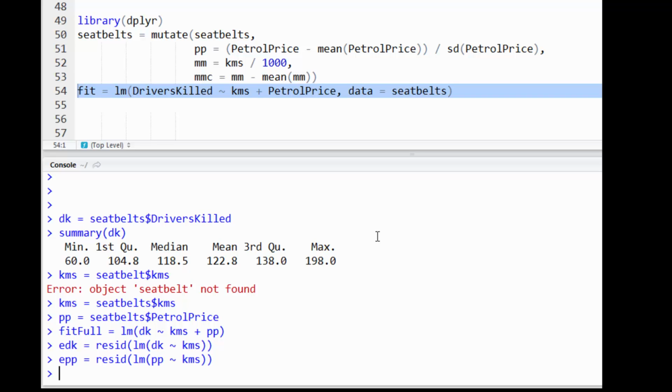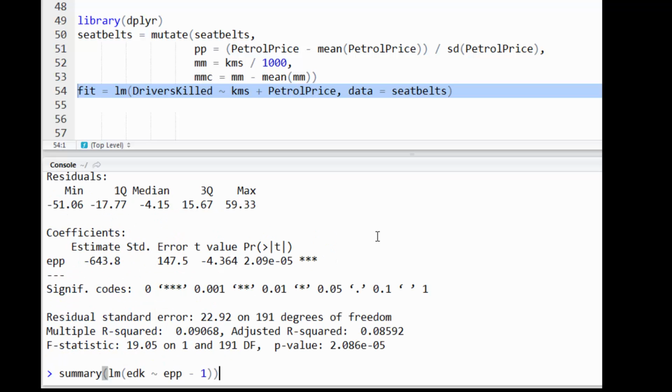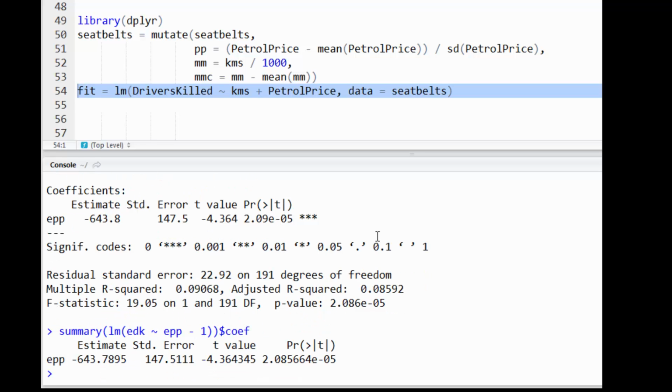Now the claim is that if I fit, so let's do summary of a linear model that takes the residual of drivers killed and looks at the petrol price residual and does regression through the origin, and let me just grab the coefficient table. That's the estimate, the standard error, the t-value, and the p-value associated with the petrol price residual as a predictor and the residual drivers killed as the outcome. Now let's look at summary.